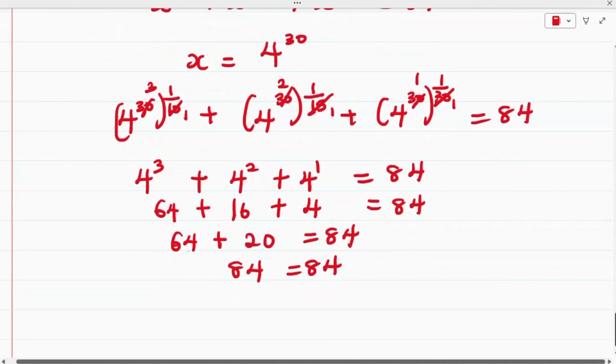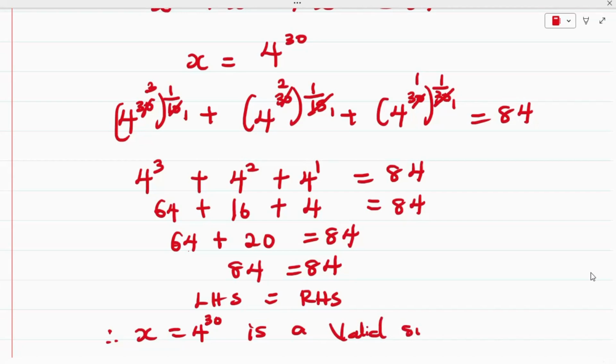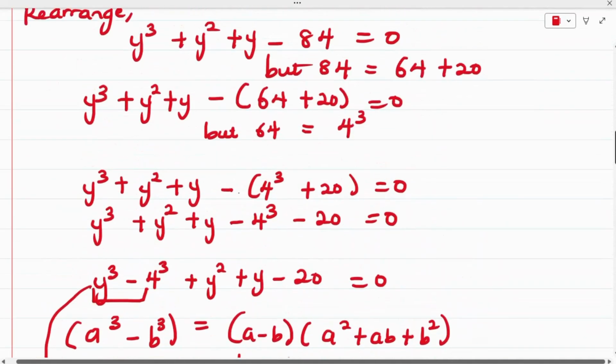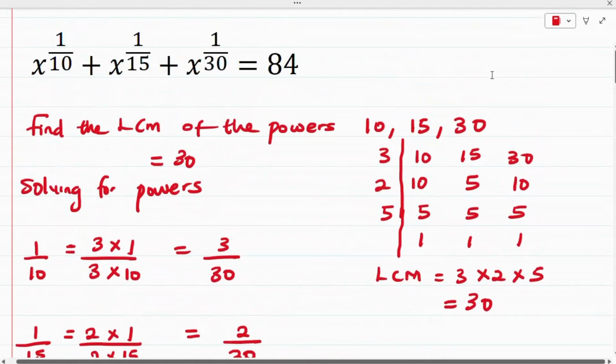So from here we have the left hand side equal to the right hand side. So we have been able to verify that x is equal to 4 raised to the power of 30. It's a valid solution. So we have been able to verify our answer right here, and we have been able to solve for the value of x in this question right here.